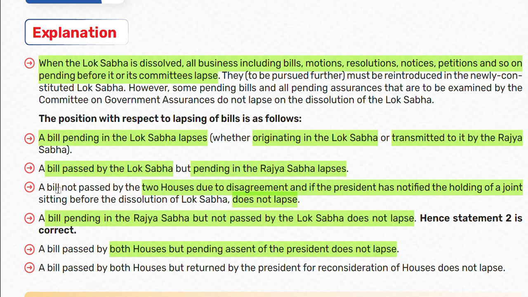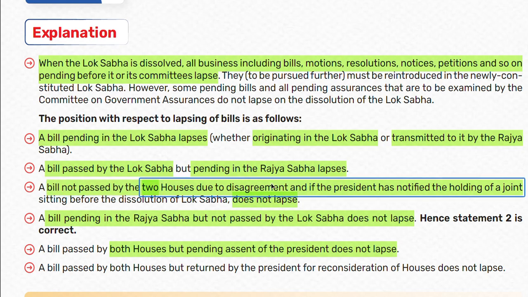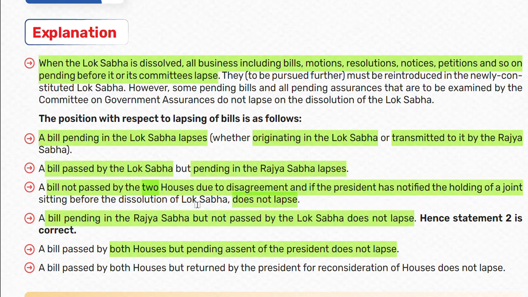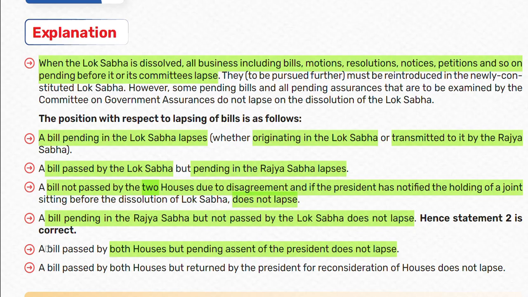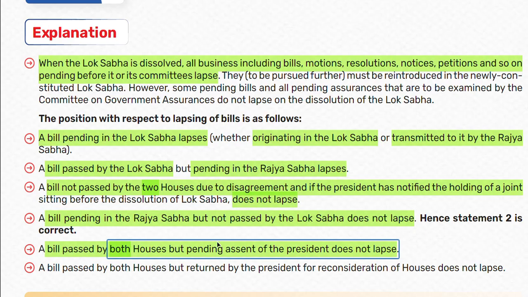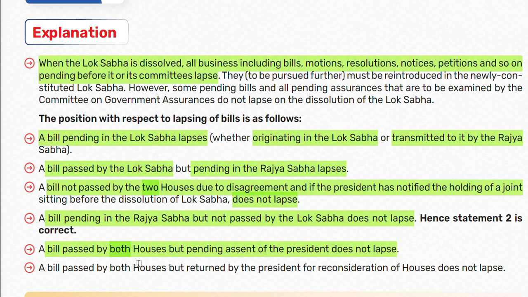A bill not passed by two houses due to disagreement, if the President has notified the holding of a joint sitting before the dissolution of the Lok Sabha, does not lapse. A bill pending in the Rajya Sabha but not passed by Rajya Sabha does not lapse. The statement 2 is correct. A bill passed by both the houses but pending assent of the President does not lapse. A bill passed by both the houses but returned by the President for reconsideration of the house does not lapse.